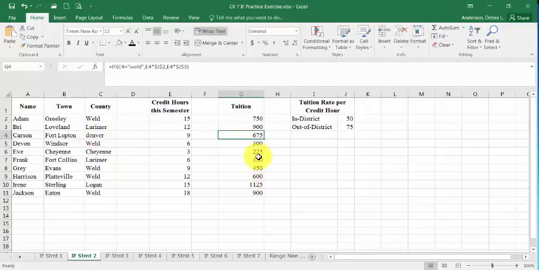So again, make sure your entire column has an IF statement. Don't just plug numbers in. And that's a review for If Statement 2.